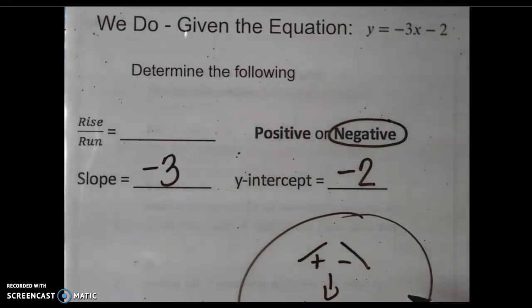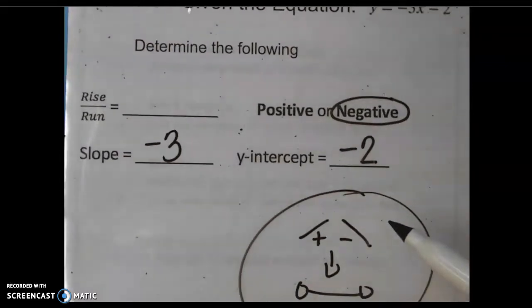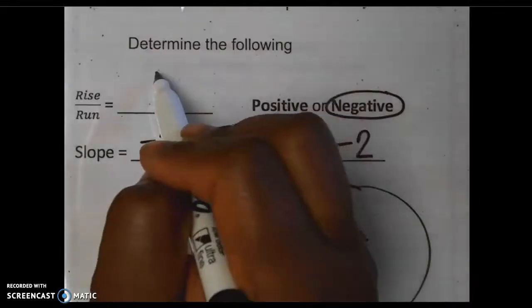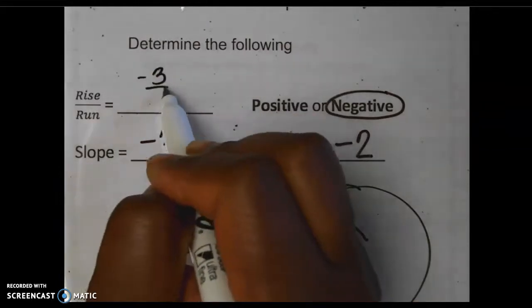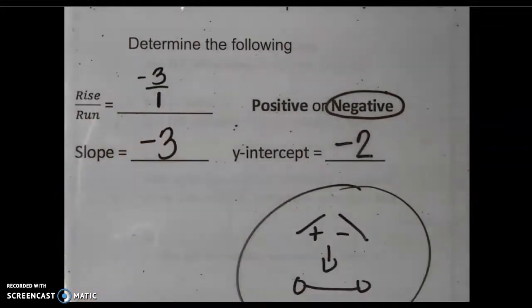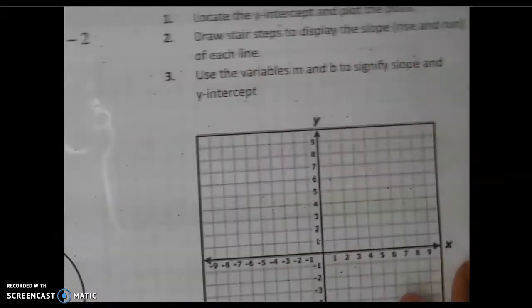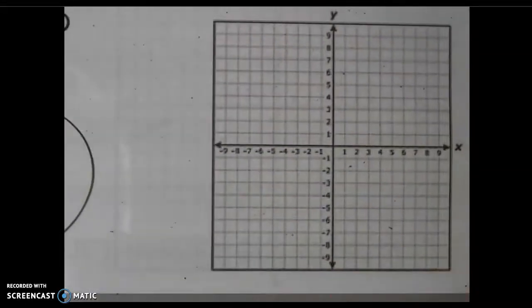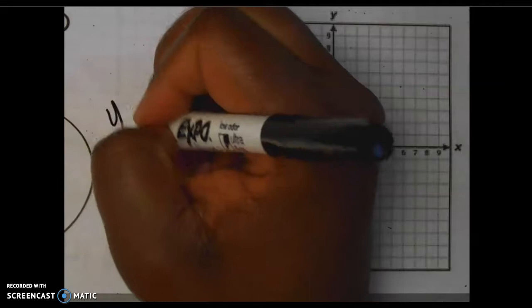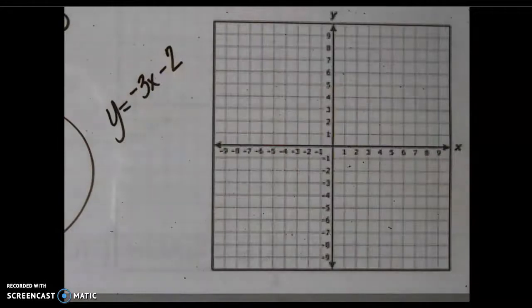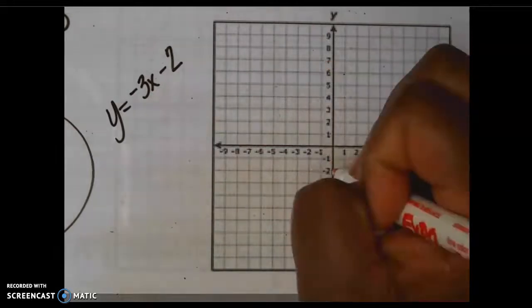Now I have a whole number and I need to figure out what my rise over run is. With a whole number, my numerator will be that whole number, and then the denominator will be 1. So my rise is negative 3, my run is 1. Now that I have that information, I am going to plot my points. Remember, we have y equals negative 3x minus 2. So I am going to find my y-intercept and plot that. My y-intercept is negative 2.